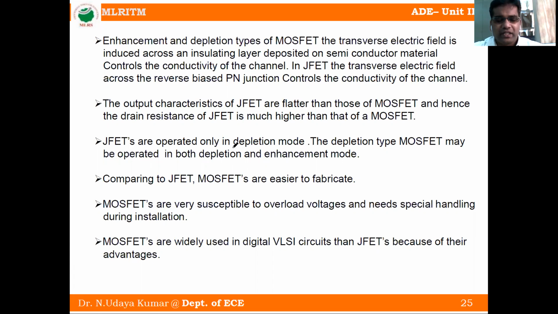What is the main advantage of FETs over BJT? It is the size. The size of MOSFET is very small compared to BJT. That's why in many integrated circuits like VLSI, we prefer MOSFETs so that we can accommodate more FETs in a single chip. That is the main advantage of MOSFETs over JFETs.